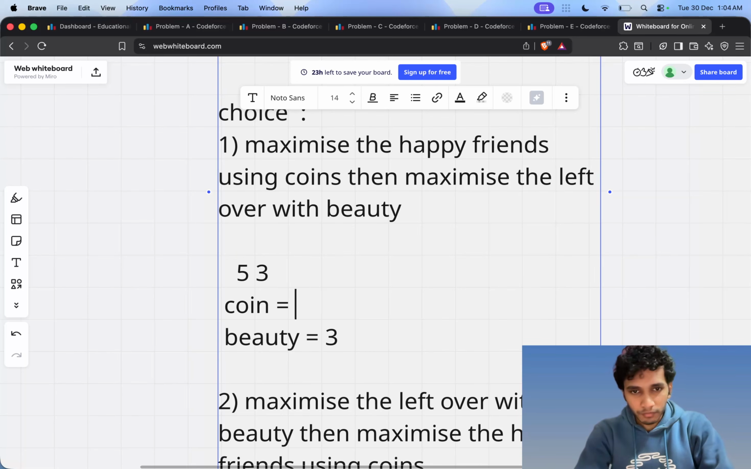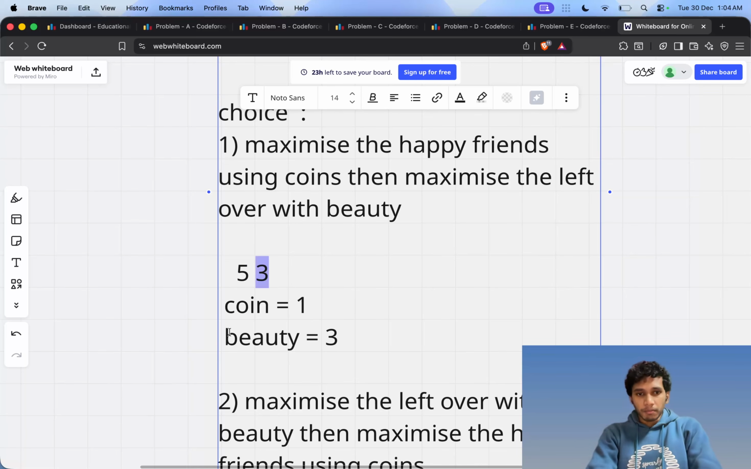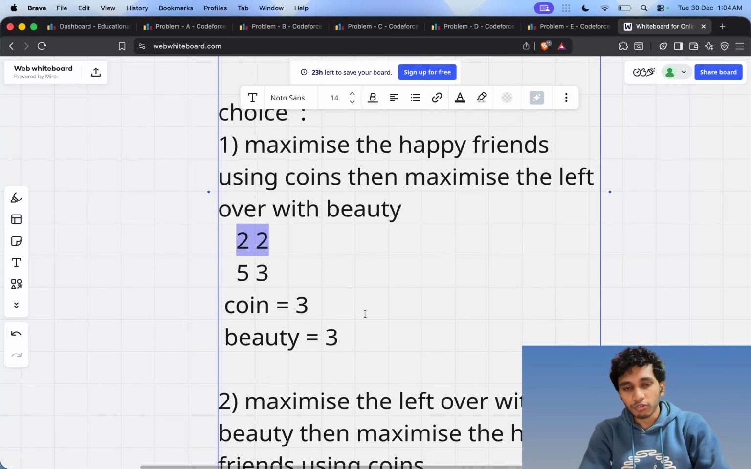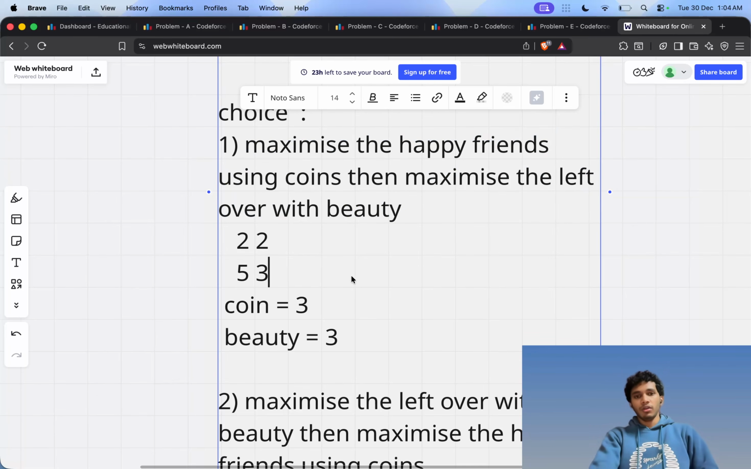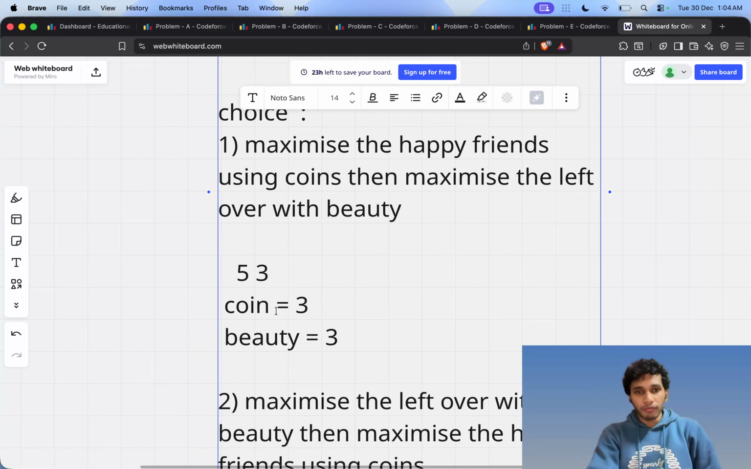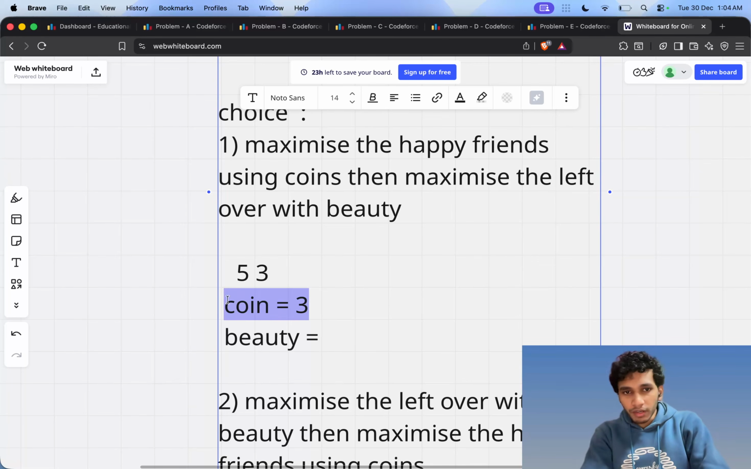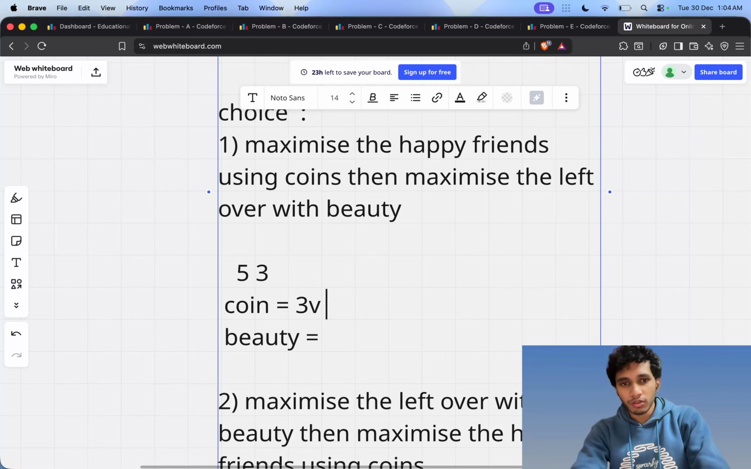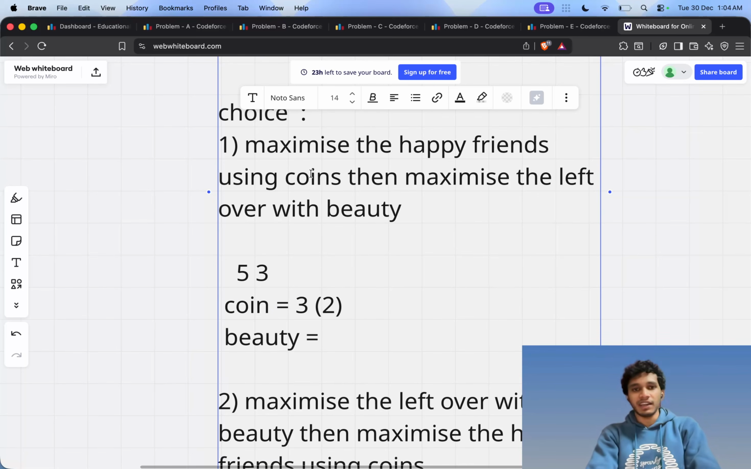Make him happy. Now we have one coin left over with us. Now can we make this friend happy? We have one coin, so we cannot make him happy. We have 3 beauty, so we cannot make him happy. So this particular idea will give us the answer 1. But is it true? We could have used this beauty to make the first friend happy, and we could have used this coin to make the second friend happy. So we have an edge case with us. So this vague idea we had is wrong for sure.